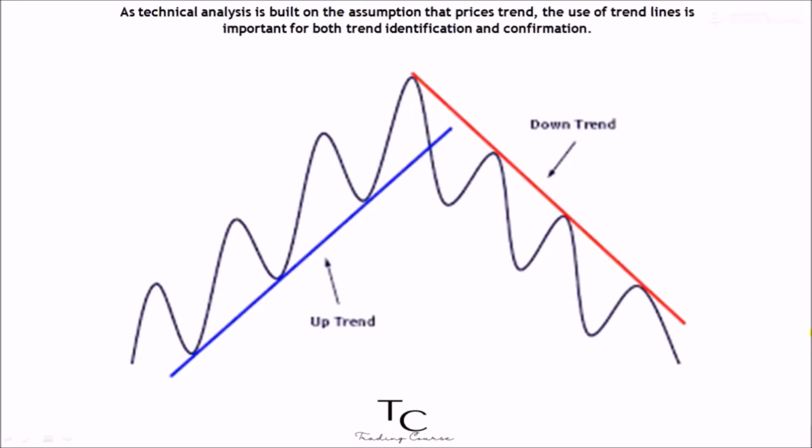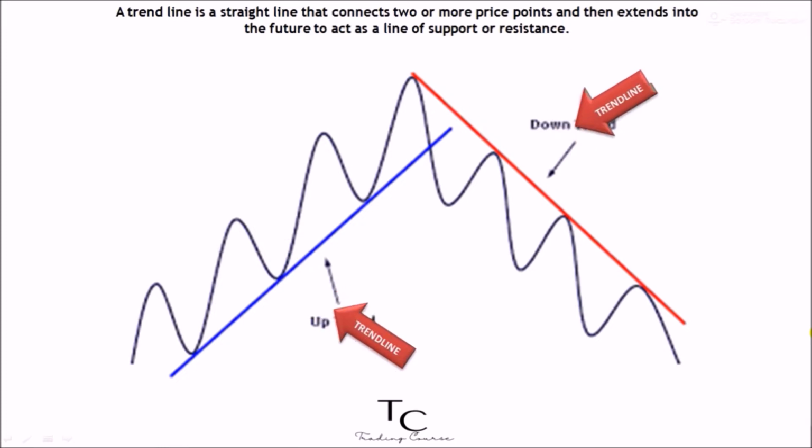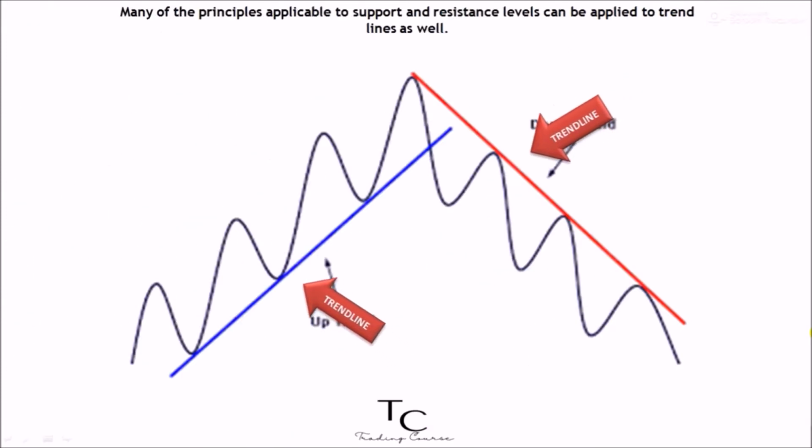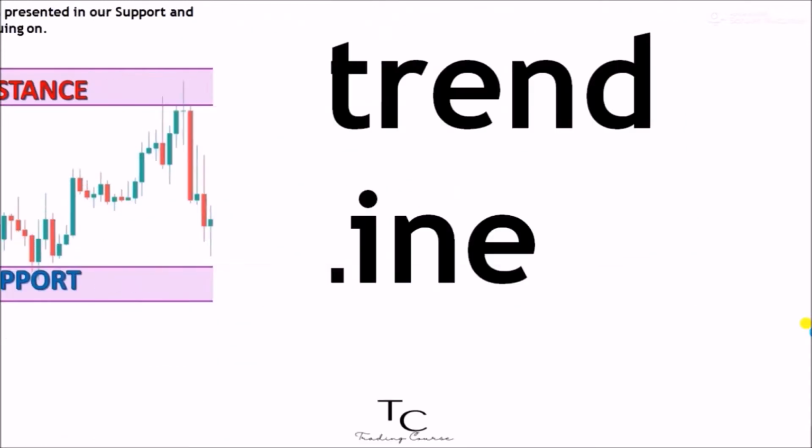As technical analysis is built on the assumption that prices trend, the use of trend lines is important for both trend identification and confirmation. A trend line is a straight line that connects two or more price points and then extends into the future to act as a line of support or resistance. Many of the principles applicable to support and resistance levels can be applied to trend lines as well. It is important that you understand all of the concepts presented in our support and resistance video before continuing on.